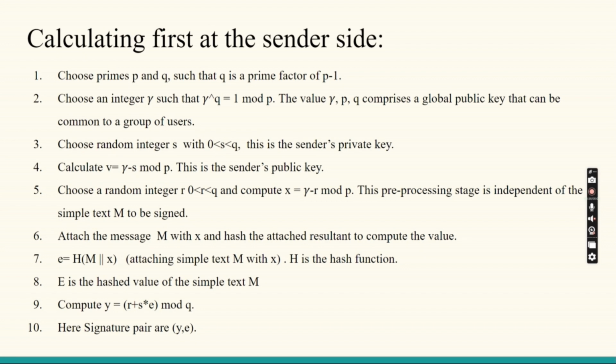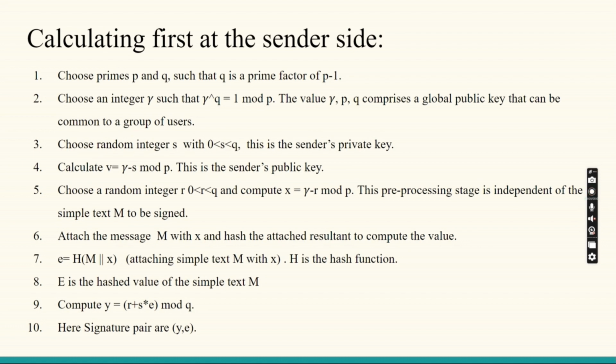Then we choose a random integer s, with s being greater than 0 but less than q, which is the sender's private key. Next, we calculate v equal to gamma raised to the power minus s modulo p, which is the sender's public key. Then we choose a random integer r such that r is greater than 0 and less than q, and compute x equal to gamma raised to the power r modulo p.